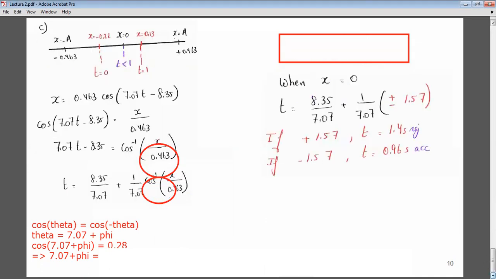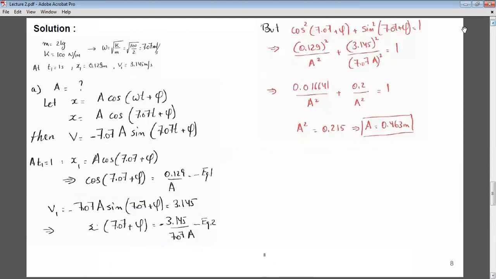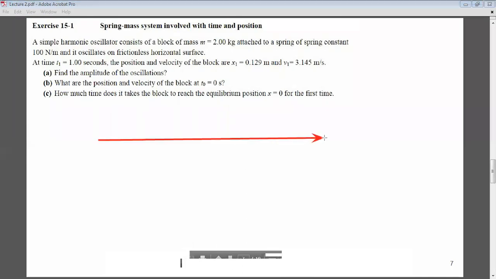Okay. The last part. How much time does it take the block to reach the equilibrium position x equals 0 for the first time? Here, I have to put some data. What do I have for now? So this is x. X is varying between x equals minus A and x equals plus A, and the equilibrium is somewhere in the middle.